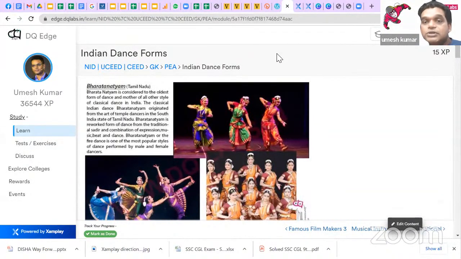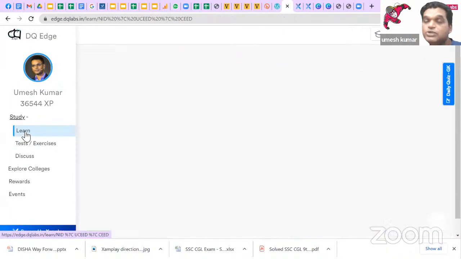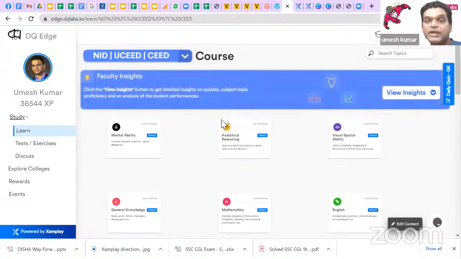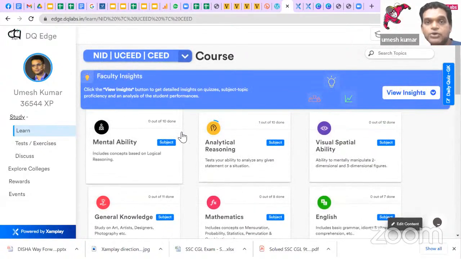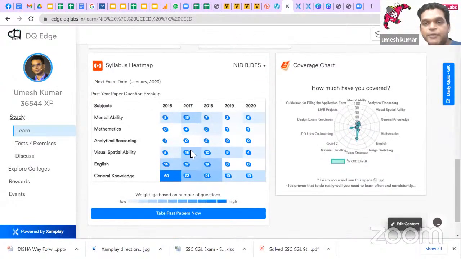Shreya is asking, since we have more GK questions, how can we prepare for GK better? There should be a balance of everything. So how do you balance? For the balance, you need to understand the heat maps. Go to NID UCEED and look at the heat map and see the importance of GK.